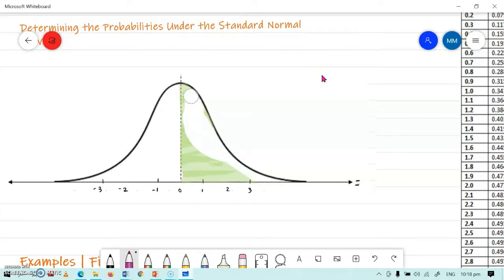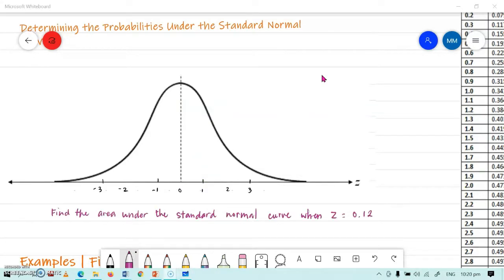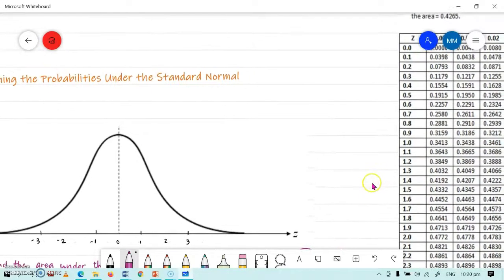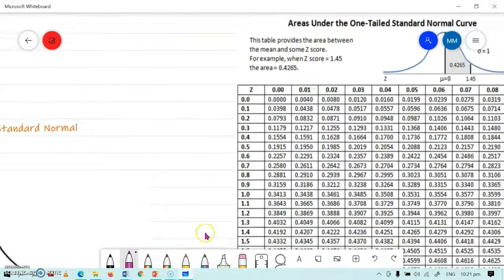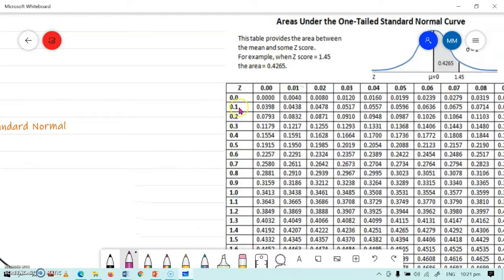Alright? Now, let's have an example. Find the area under the standard normal curve when z is equal to 0.12. Okay, so we can find the area using our z-table. First, you need to identify your z-score, and that is 0.12. Using our table, 0.12 is 0.1 and 0.02, right?